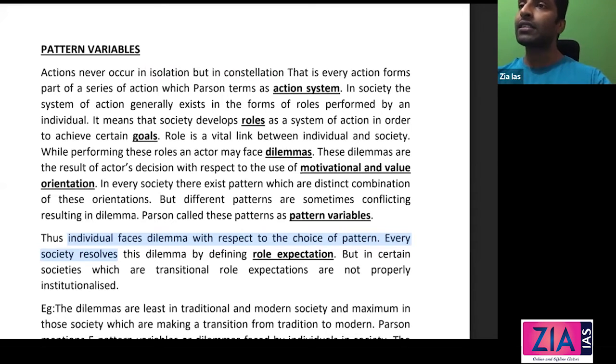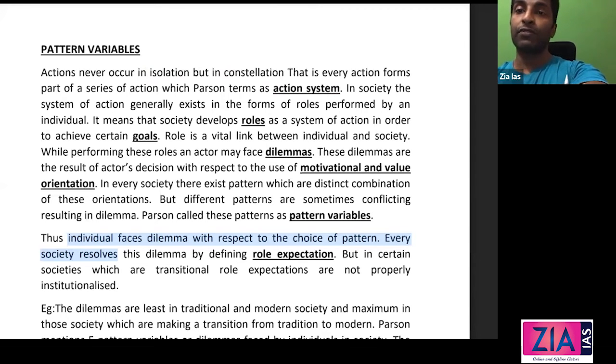So none of the actions can be isolated, because you see the definition itself, it should be in a social situation, and there is a goal and all those things. So automatically it cannot be an isolated action. It will be followed by actions, a constellation of action. That is what action system is. I'll come to this again, that is another theory. This is what Parsons terms as action system.